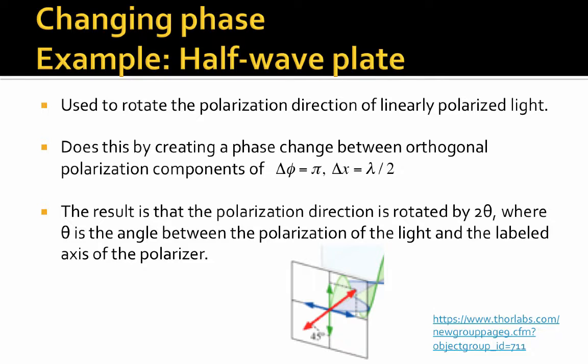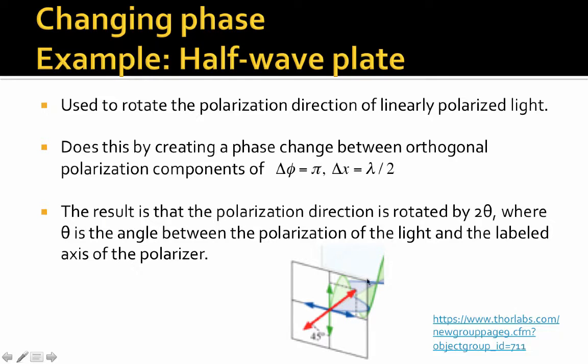With a half-wave plate, the important thing for you to know is that the polarization direction of the light is rotated by 2 times theta, where theta is the angle between the polarization of the light and the axis of the half-wave plate. So let me clarify that.